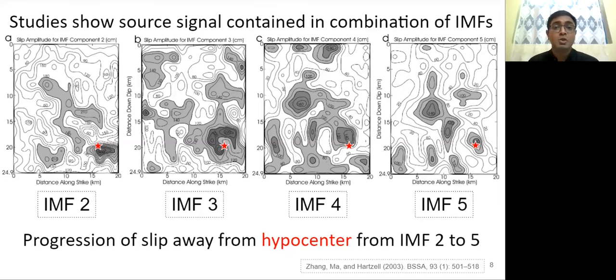They posited that IMFs 2 to 5 represented the source rupture process, a general progression away from the hypocenter from IMF 2 to 5. This figure shows this migration in the slip amplitudes for the IMF components 2 to 5.